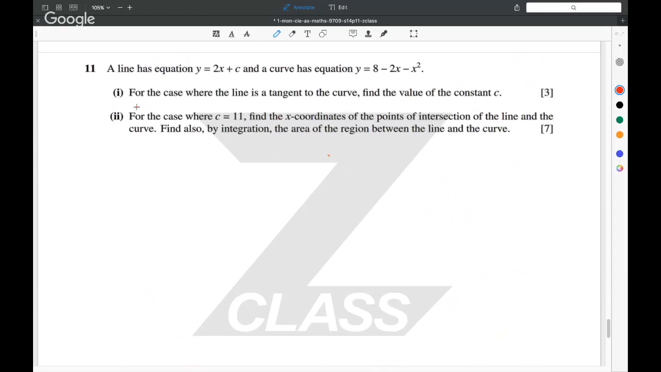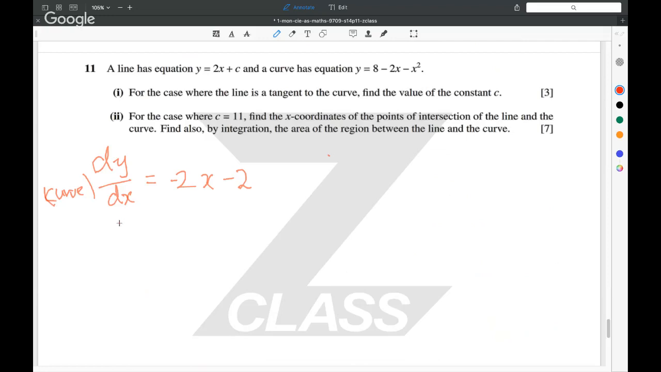Well, if the line is a tangent to the curve, we can now compare the gradient of the two functions. So for the curve, dy by dx, let's just make sure it's clear it's a curve, would equal to minus 2x minus 2.